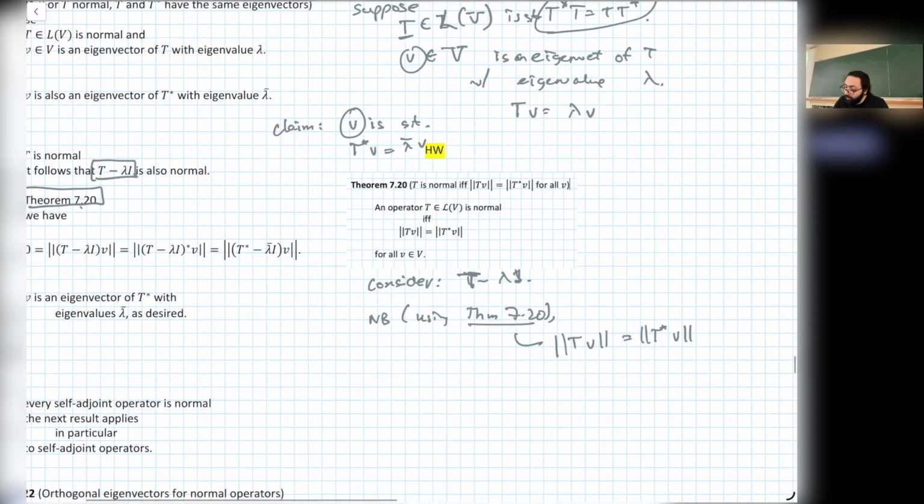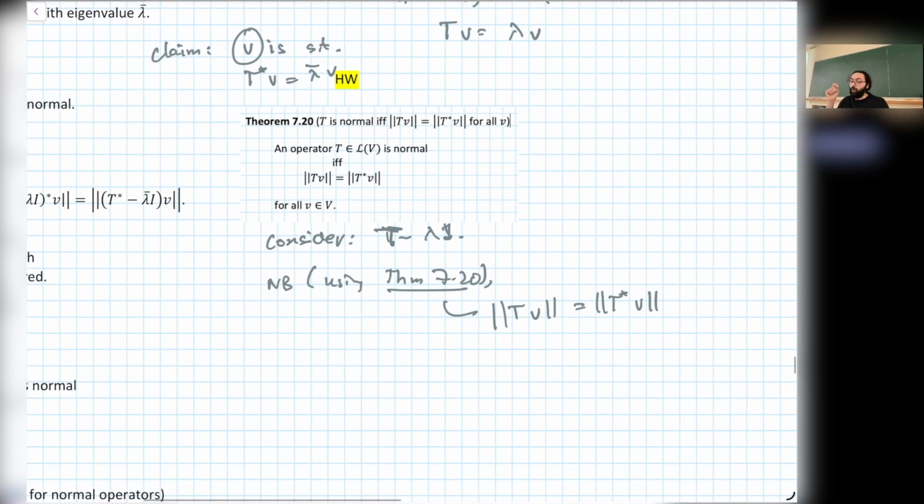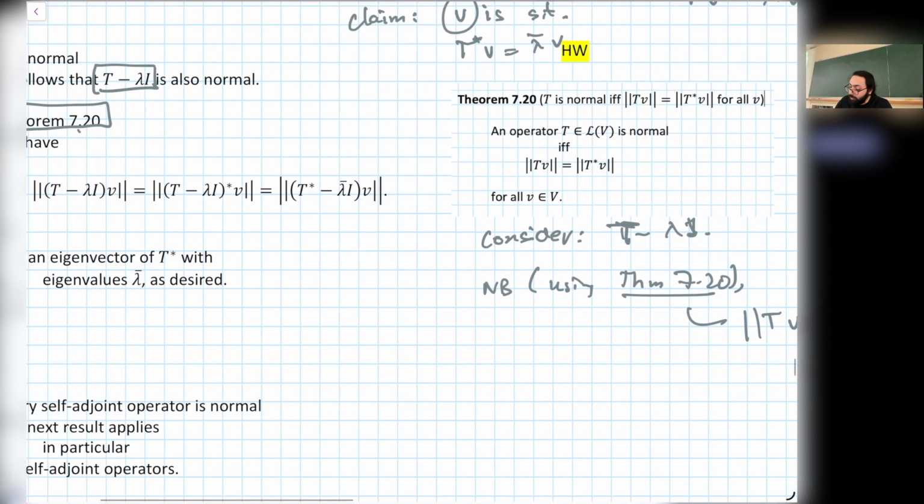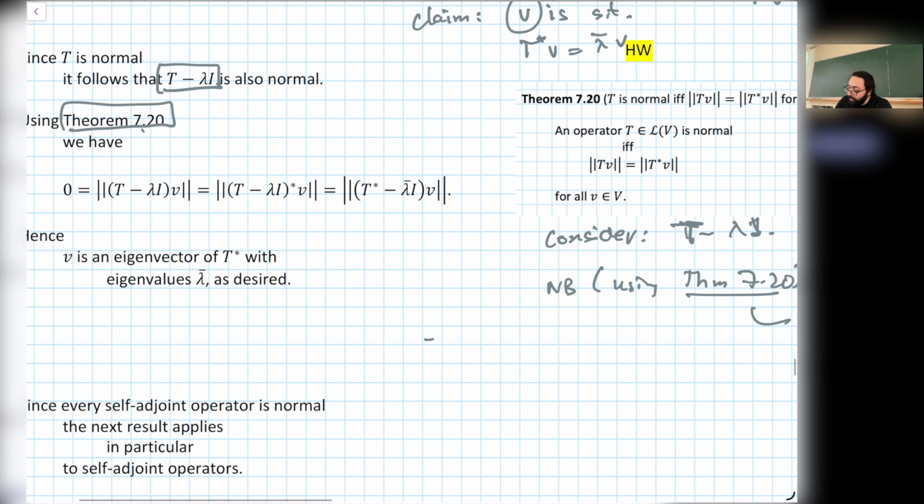So an operator being normal is equivalent to saying that for all vectors V, the norm of TV is the same as the norm of T star V. Right? This is what we said. Okay. So now we're going to apply that property to T minus lambda I. So let's write T minus lambda identity, and we look at it on the vector V that we were given.